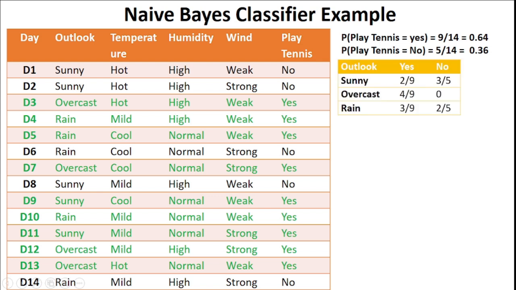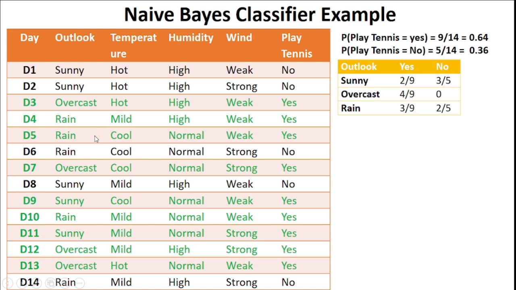Now we are going to look at the outlook. In outlook, we have 3 subcategories, namely sunny, overcast, and rain. In sunny, how many members say yes? When the condition is sunny, how many days can you play tennis? In sunny, if you look into these data points, D9 and D11 say yes. So it is 2 divided by 9. And the remaining 3 sunnies, for example D1, D2 and D8, say no. So it is 3 divided by 5.